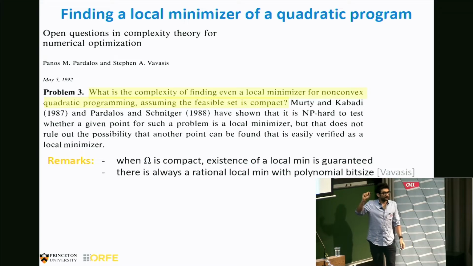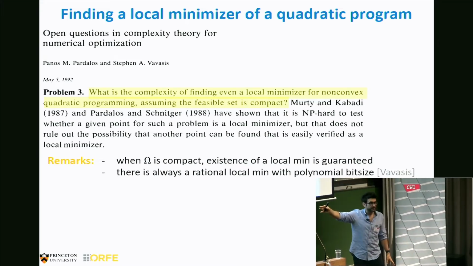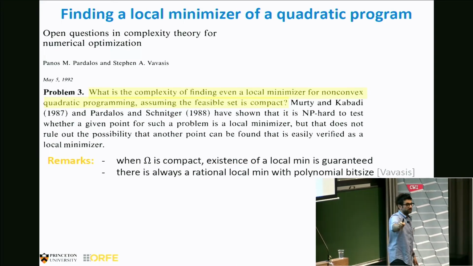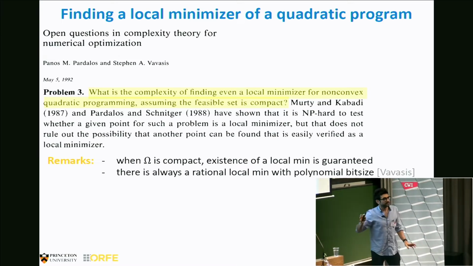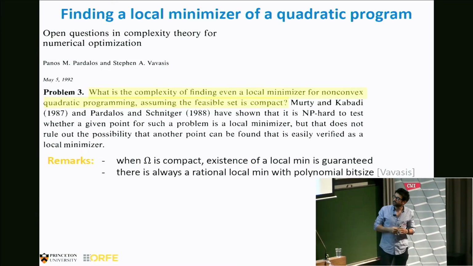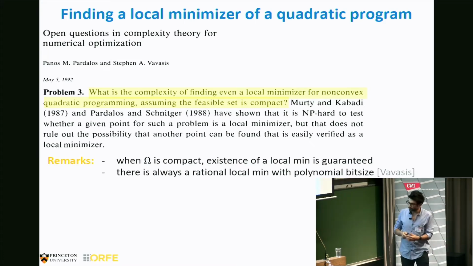So what we're after, this is a search problem. We know something exists, and it has small bit size. We just want to find it. Right? It's not a decision problem. So in a sense, it's similar to the problem of finding a Nash equilibrium of a game. That is something that always exists, and there's a search question about finding it.